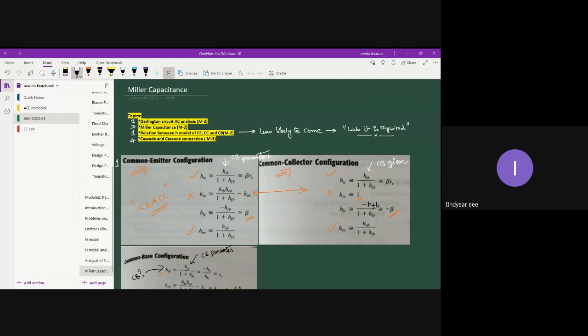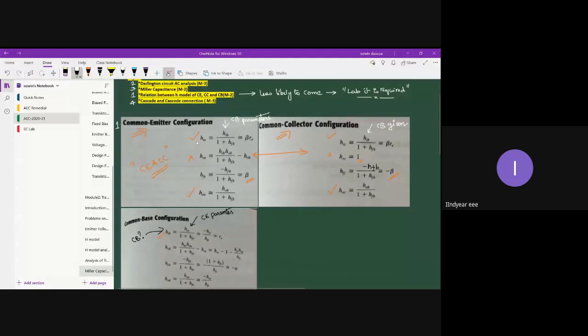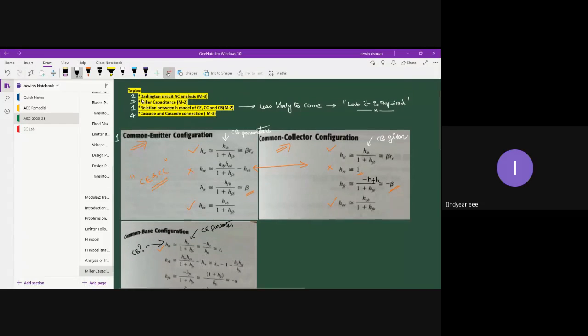But you don't have to memorize the formula. I will provide you as an appendix. As an appendix, I can provide you in the lab. Fine. So that's about the first topic of the day, which is the relation between the H model of CE, CC, and CB. Next, let me take up Darlington circuit AC analysis.